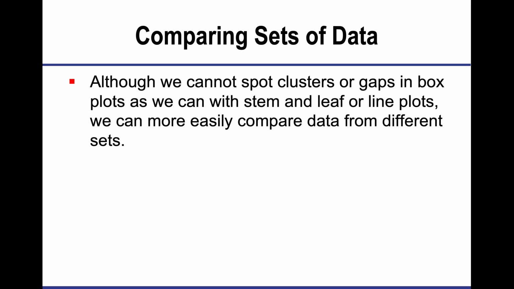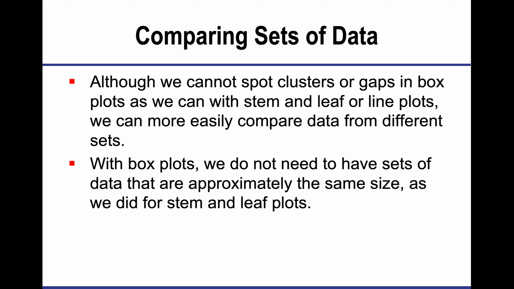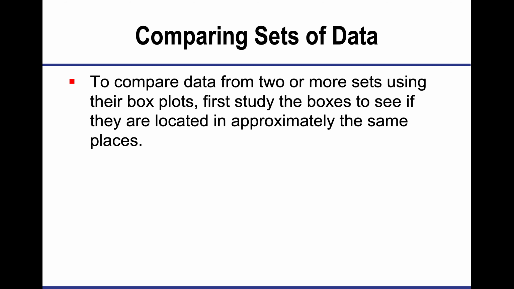The disadvantage being we can't really spot clusters or gaps in box plots because we're just getting those vertical line looks, and we can kind of see cluster values in a stem and leaf plot. With box plots, we don't need to have sets of data that are about the same size like we do for stem and leaf plots when they're compared side by side.